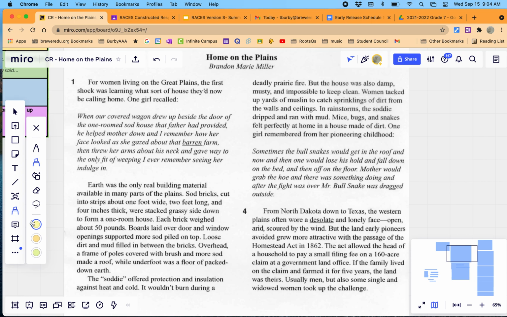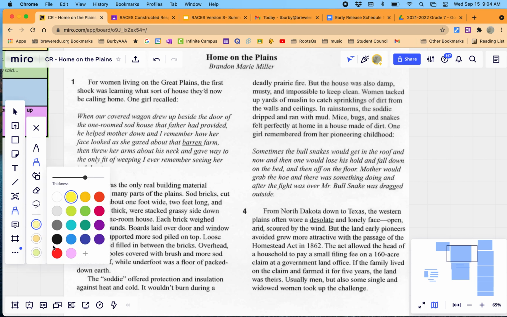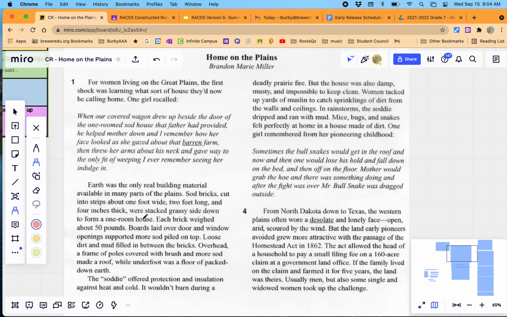Each brick weighed about 50 pounds. Well, that sounds like kind of a negative, so I'm going to highlight that in red, that each brick weighed about 50 pounds. Okay, we're going to keep reading. Boards laid over door and window openings supported more sod piled on top. Again, just describing. Loose dirt and mud filled in between the bricks. Again, it's just describing. Overhead, a frame of poles covered with brush and more sod made a roof, while underfoot was a floor of packed down earth. Again, it's telling us how it's built, but it's not telling us positives or negatives.